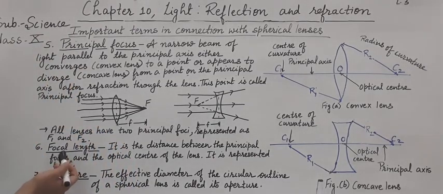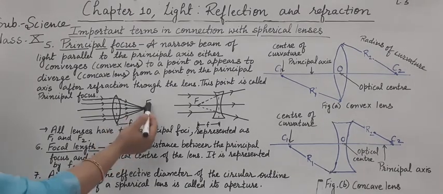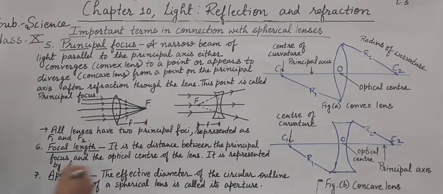Now the next important term is focal length. Focal length is the distance between the principal focus and the optical center of the lens. The distance between the optical center and principal focus of a lens is called focal length. It is represented by small f.